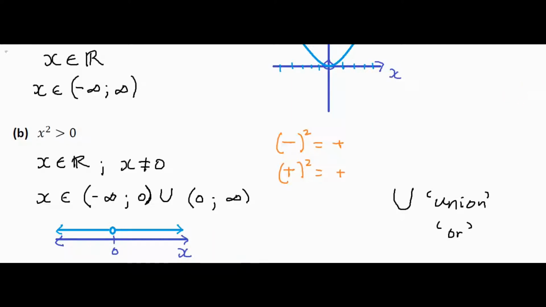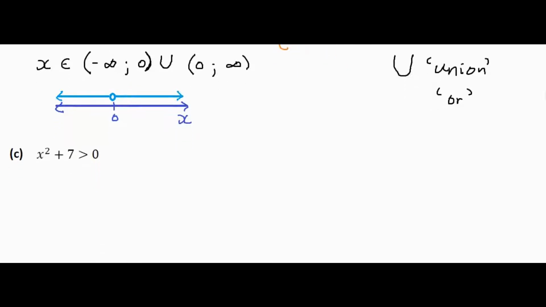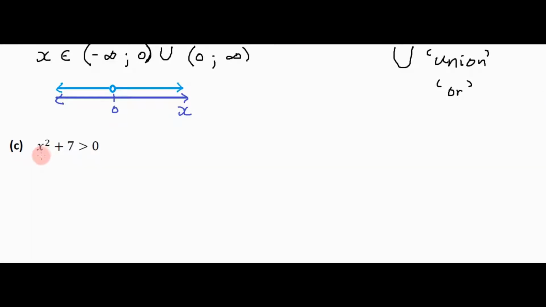Let's look at the third inequality. We have x squared plus 7 strictly greater than 0. In other words, positive. Now, we know that any negative number or positive number squared will give a positive answer. And then when we add 7 to it, the answer will still be positive. So from that, we can see that any negative real number will work, as well as any positive real number. Because when we square it and we add 7, we get an answer greater than 0 or positive.